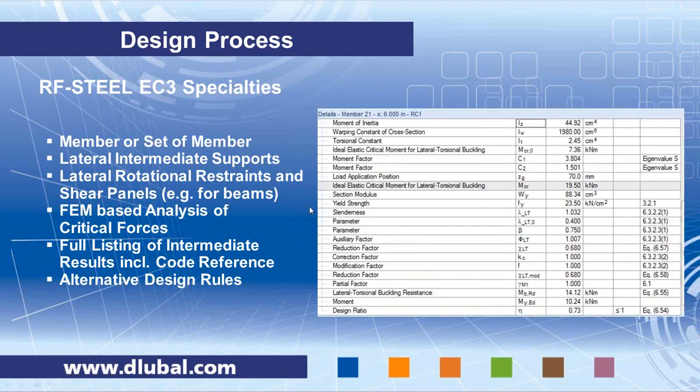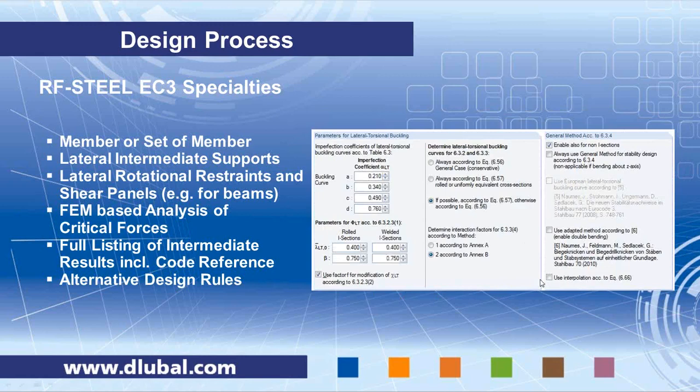It's also important to understand what the software does, and therefore we provide a full listing of all the intermediate results, including a code reference in the module. With this code reference, you can put the code next to your computer and check the formulas and understand exactly what the software has done. You can also make hand calculations and compare what the code gives as a result and what the software gives as a result. Therefore, you can raise the trust in your software and you can prove to all the other engineers that look at this design that your calculations are correct.